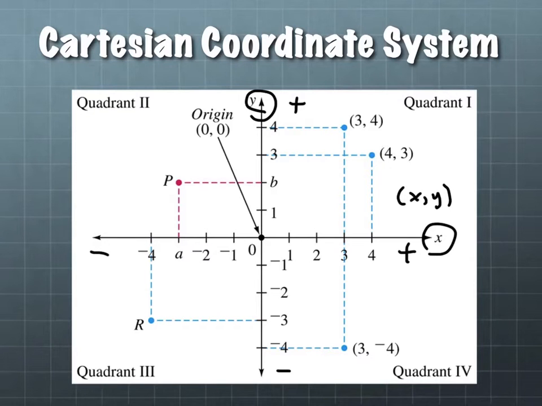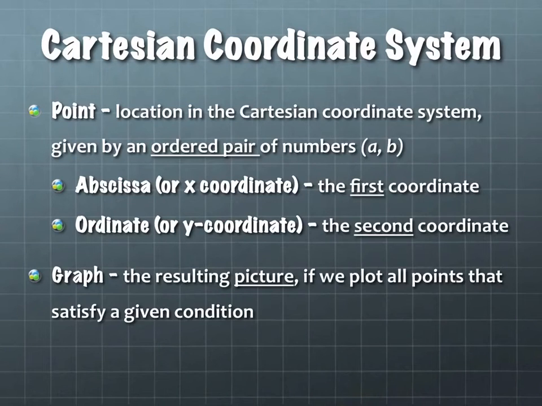All right, so we're going to take a look now at some specific details using this coordinate grid. So I mentioned a point is a location in the Cartesian coordinate system given by an ordered pair of numbers, (a, b). The abscissa, or the x-coordinate, is the first coordinate, x left and right. The ordinate, or the y-coordinate, is the second coordinate.